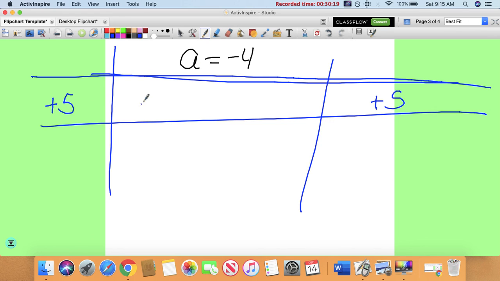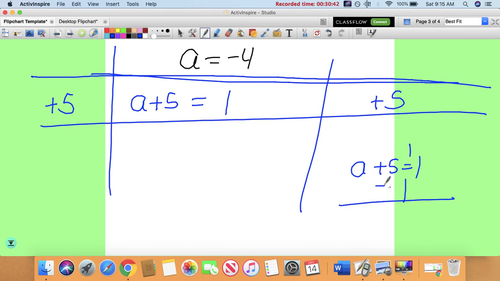So if I add 5 to a, I'm going to get a plus 5, right? Because I can't combine those two. On the right side, if I do negative 4 plus 5 and I combine those two, which I can, I get 1, right? So you get a plus 5 equals 1. And you double check: if you were to solve this, you would do minus 5 on this side, minus 5 on that side. These two will go away. a equals, and 1 minus 5 is negative 4. So we're back to where we were, right?